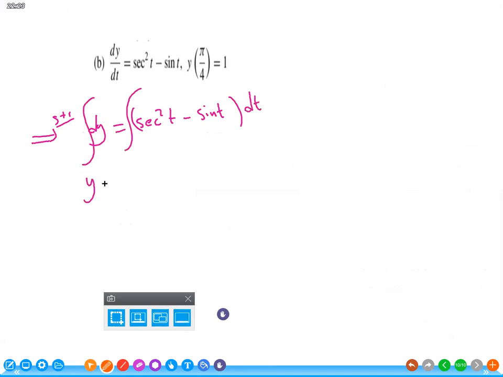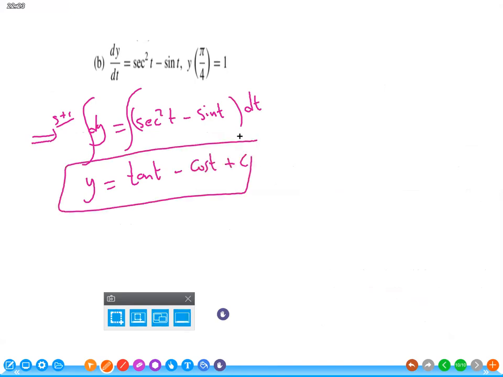Integrate. So y equals, what's the antiderivative of secant squared? Tangent t minus, what's the antiderivative of sine? Cosine t plus c. This is called the general solution. If you have a condition, you must find the particular solution. So at t equals pi over 4, the y value is 1.